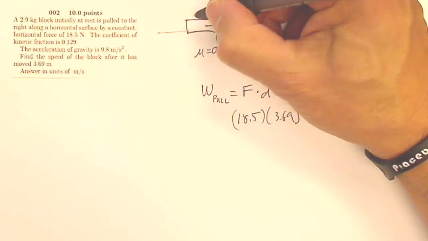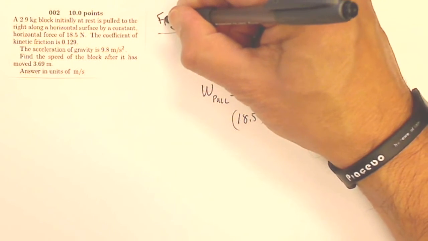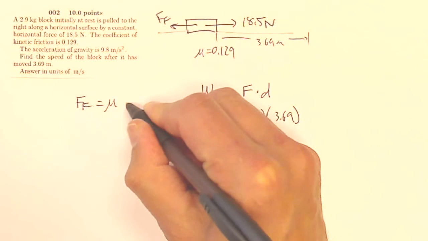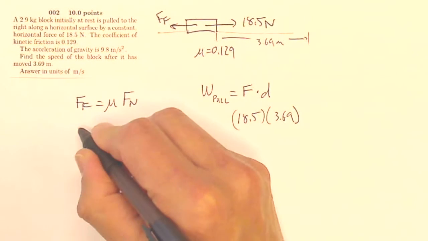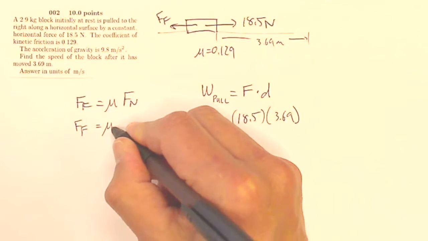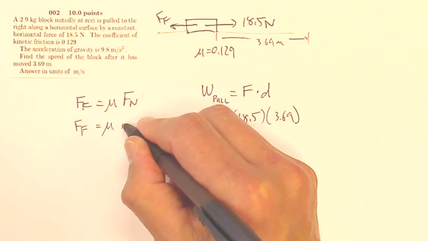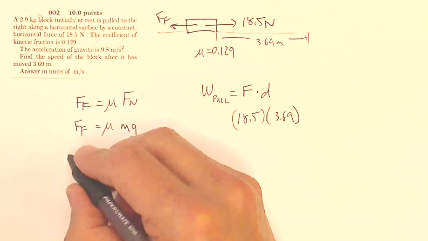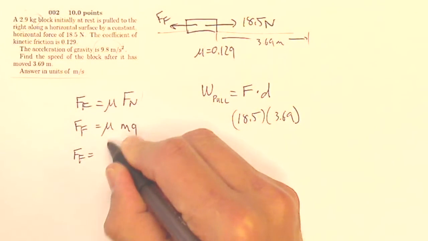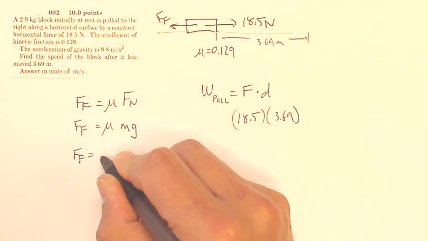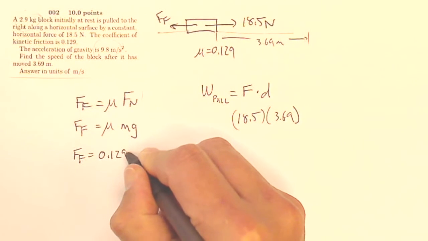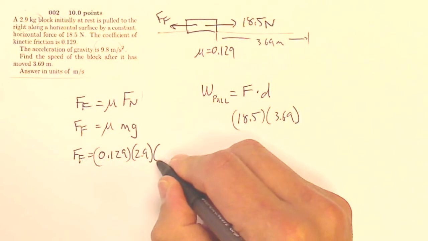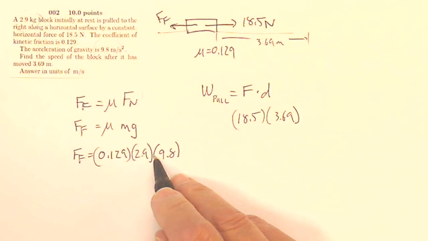At the same time, I've got a force of friction that's pulling in the other direction. My force of friction is going to be mu times my normal force. My force of friction, therefore, will be mu times the normal force, which is going to equal mg. So there's my mass, and my gravity is 9.8. So the force of friction is going to be mu, for me 0.129, times my mass of 2.9 times my g of 9.8. So that's my force of friction.